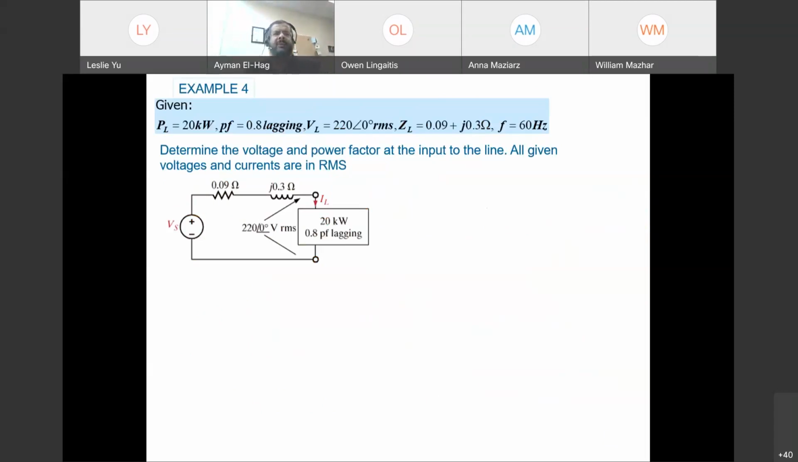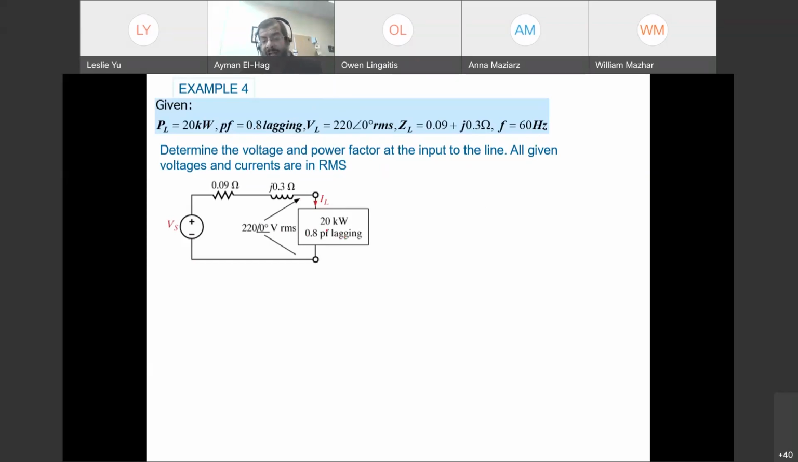So let's read it carefully. We have P at the load. So this is a load. This could be a house. This is 20 kilowatt consumption at 0.8 power factor lagging. This could be a house, but with, let's say, a lot of inductive loads like an AC and these types of loads, because a power factor of 0.8 is a little bit low. And power factor 0.8 lagging.